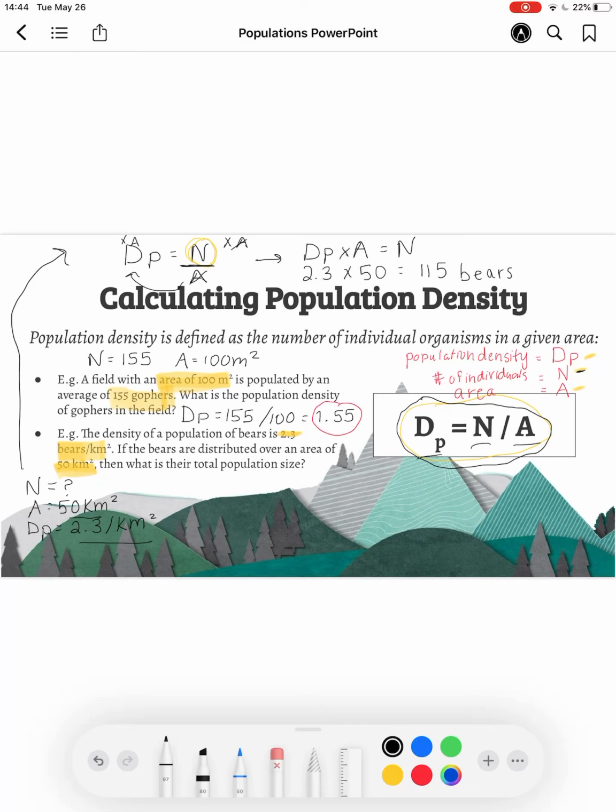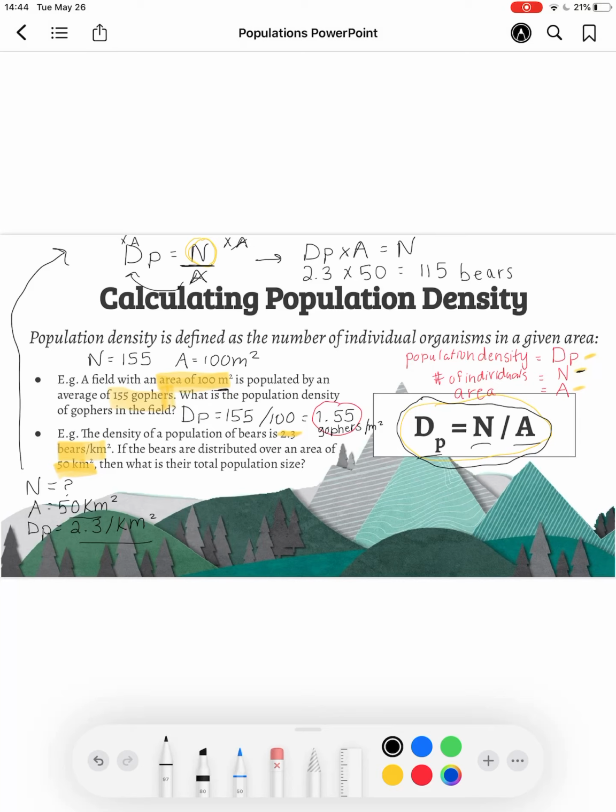Okay. I wanted to go back to the first example here because we were looking at population density and I didn't write any units for my answer. So that doesn't make a whole lot of sense. But my units for this answer are gophers per meter squared, because we've got meter squared as our units of area. Okay, so 1.55 gophers per meter squared.